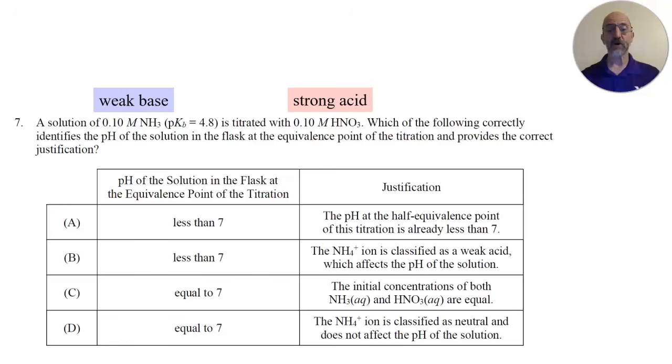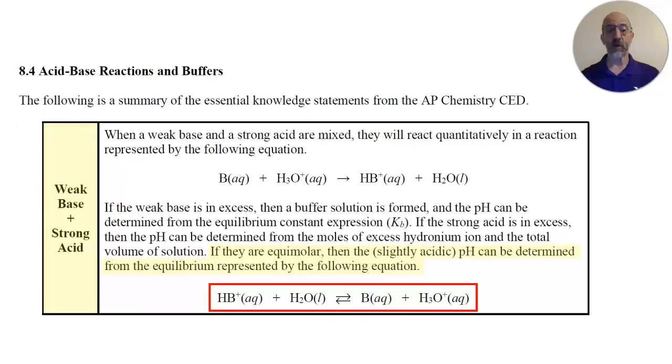Well, as we saw earlier in question 3 in this packet, it should be slightly acidic when those two chemicals react together. So back in topic 8.4, if you have a weak base and a strong acid, and they are equimolar, which means what would happen at the equivalence point of the titration, then the pH will be slightly acidic. And that's because of the behavior of that conjugate acid ion.